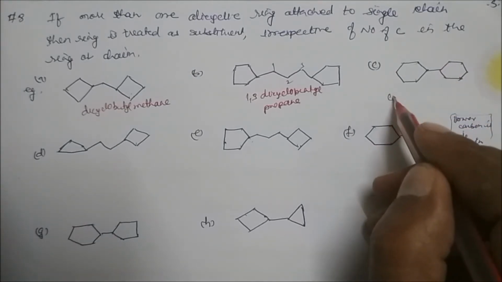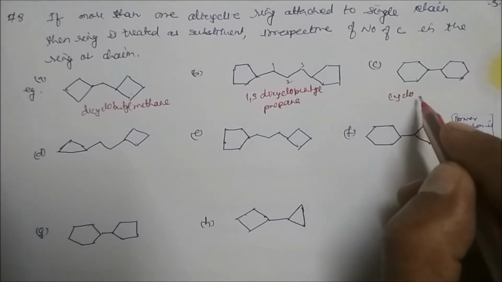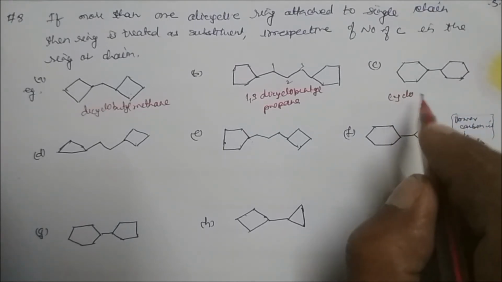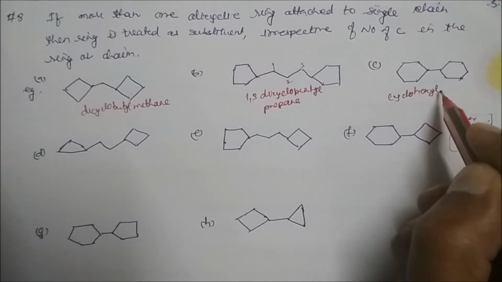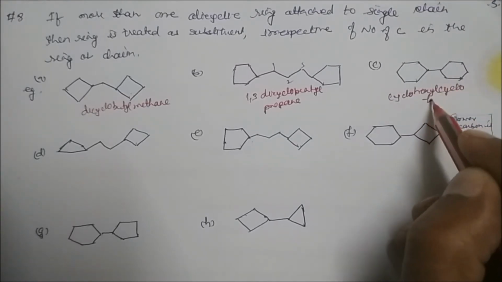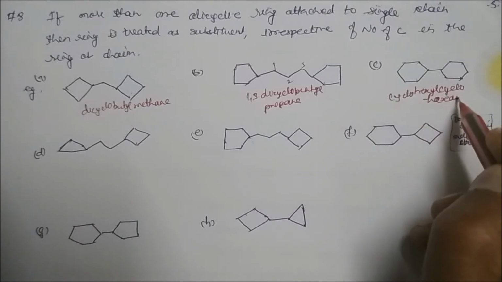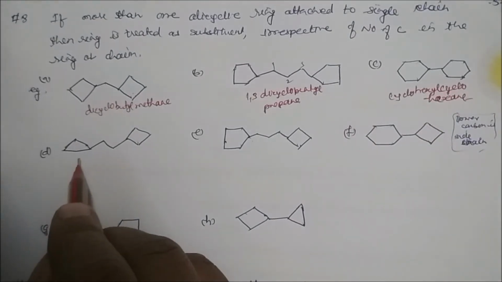So we can say, how many carbons are there? So we can see the carbons are 6. So cyclohexyl cyclohexane. It's very easy. Now here we have 3 carbon, 4 carbon.